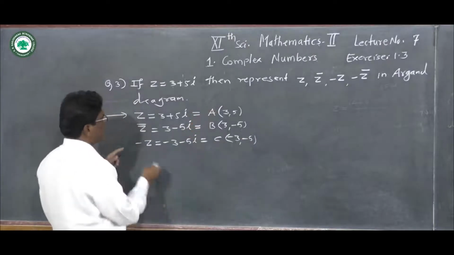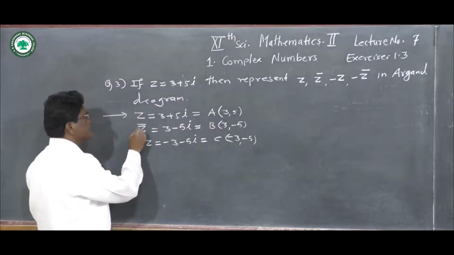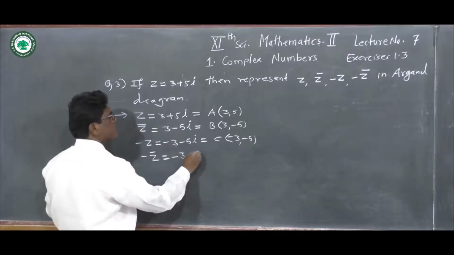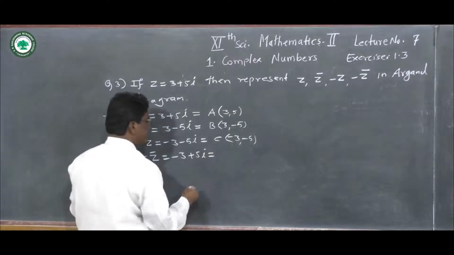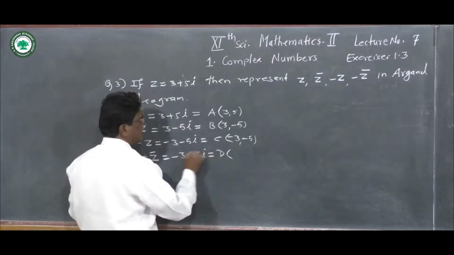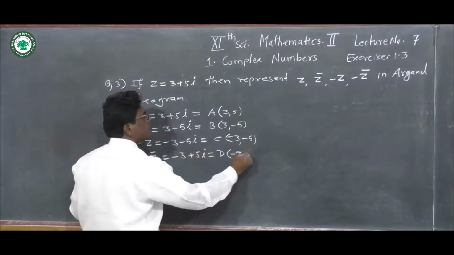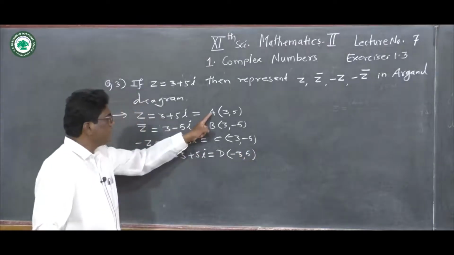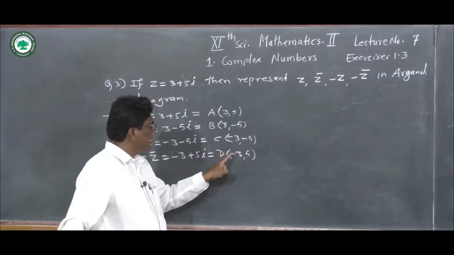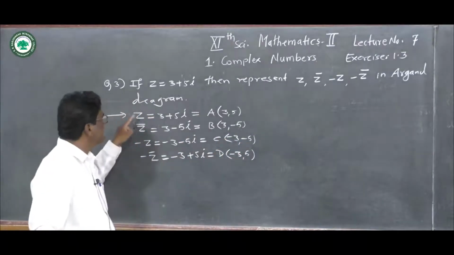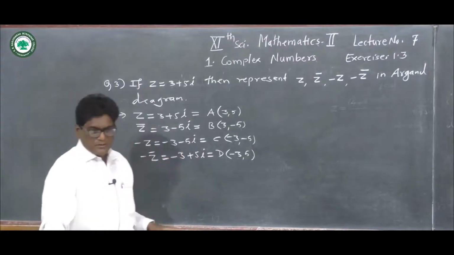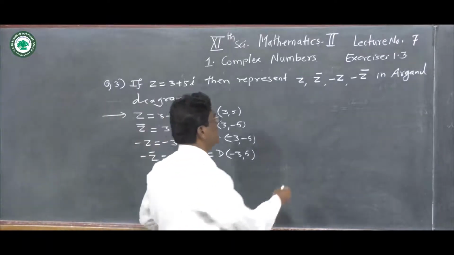Next, minus z bar. This is z bar. Multiply by minus. So minus z bar is equal to minus 3 plus 5i. It represents the point, suppose D, whose real part is minus 3 and imaginary part is plus 5. So A of 3, 5, B of 3, minus 5, C of minus 3, minus 5, D of minus 3, 5 represent the complex numbers z, z bar, minus z and minus z bar respectively. Now we denote these points in the Argand diagram like this.